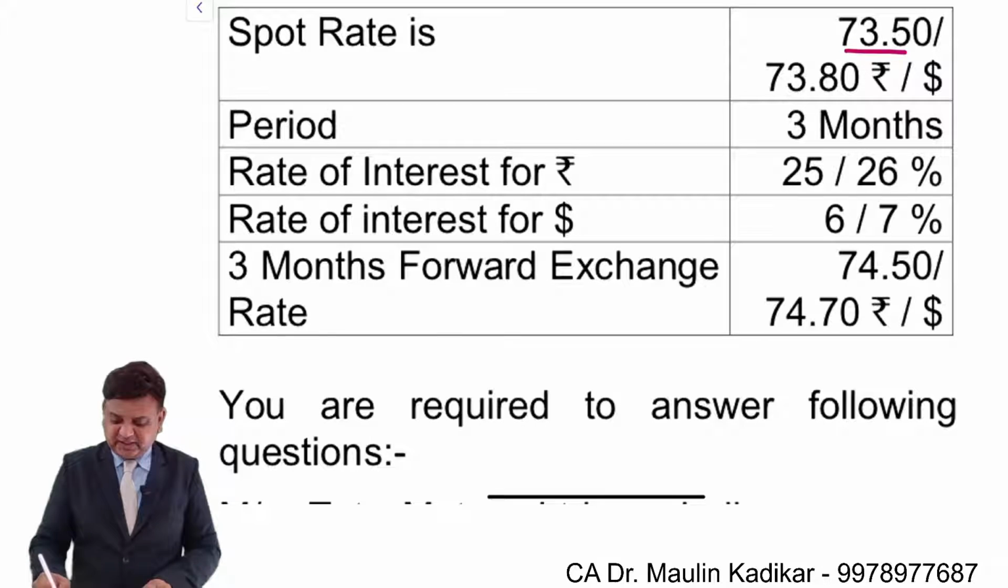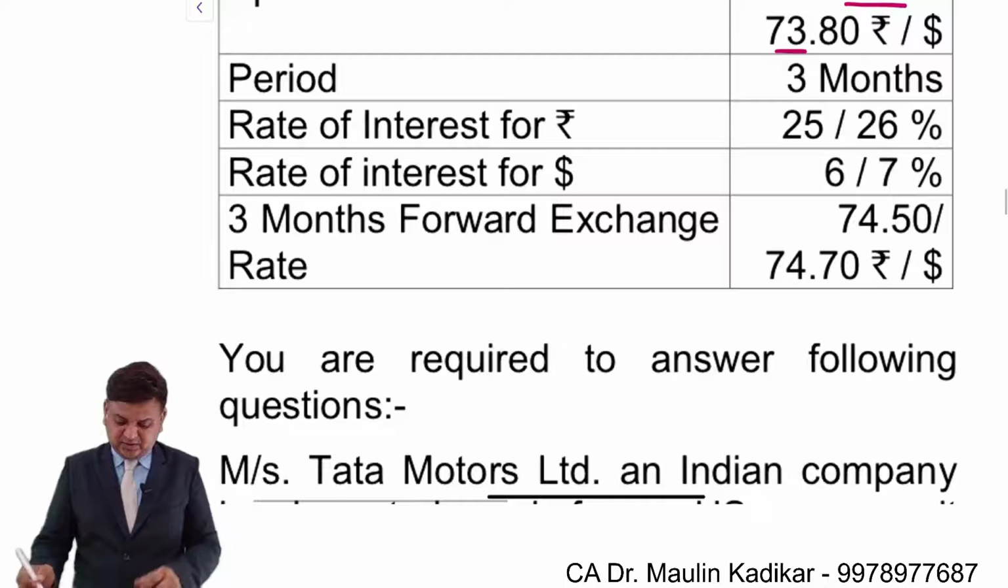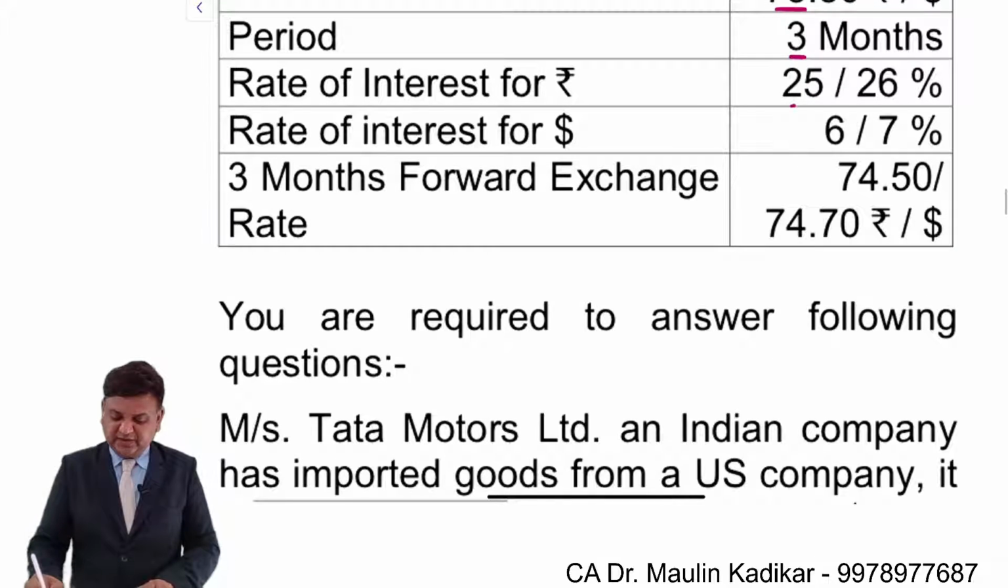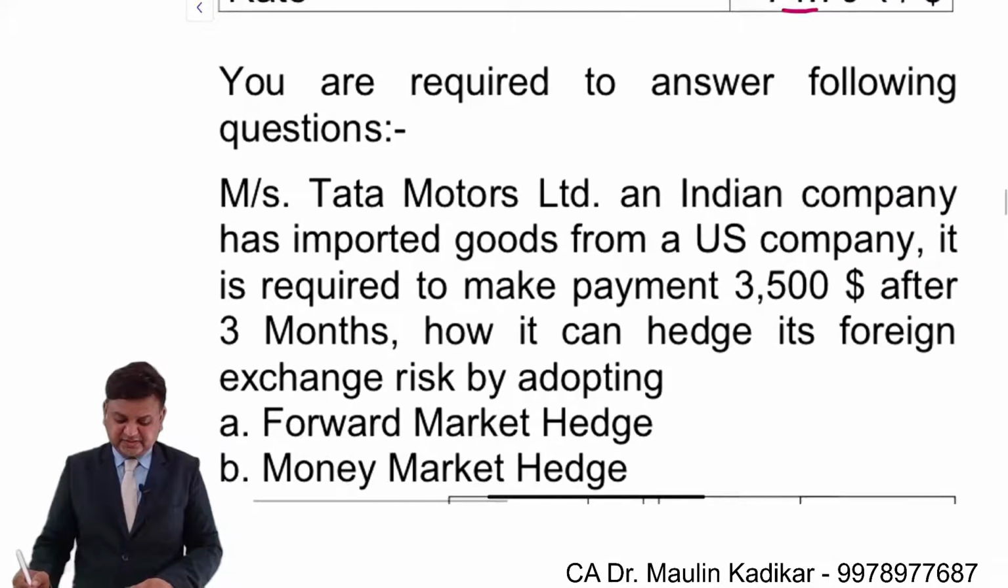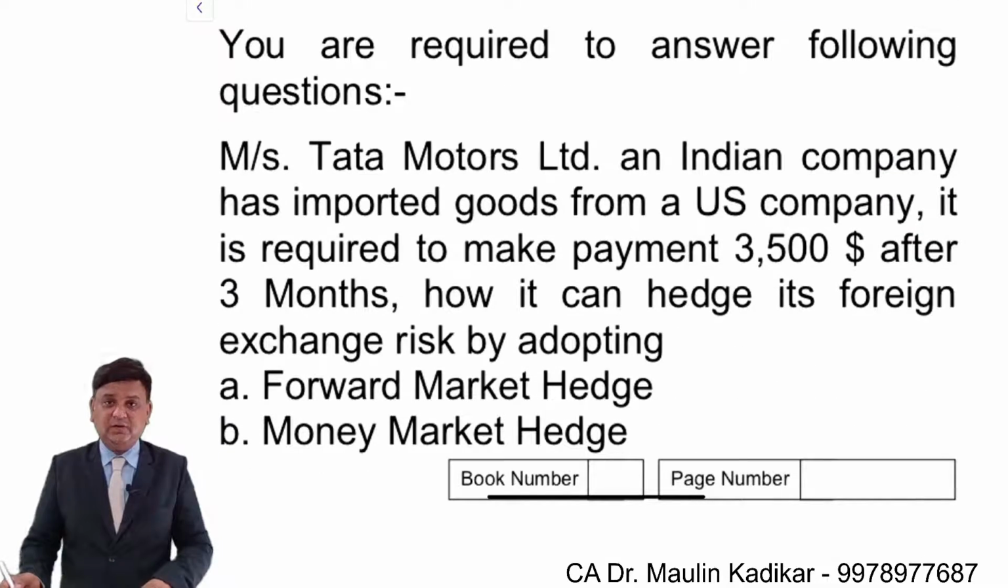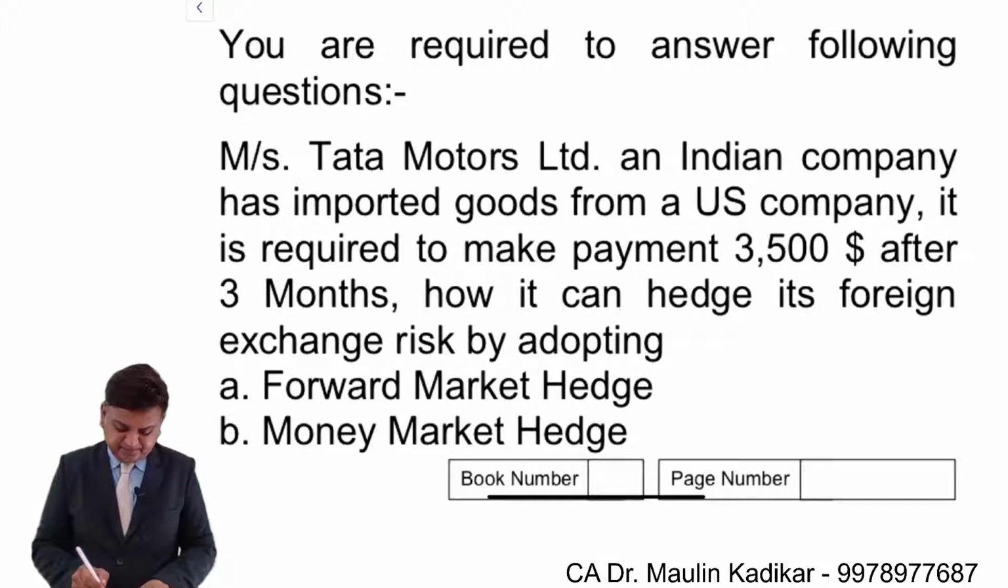The spot exchange rate is 73.50/73.80 rupees per dollar. Time period is 3 months. Rate of interest is 25-26% for rupee currency, and for dollar currency 6 and 7%. The 3 months forward exchange rate is given. You are required to answer the following questions.